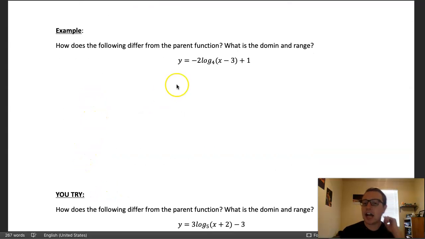We're trying to figure out how this function y is equal to negative 2 log base 4 of x minus 3 plus 1 differs from the parent function. We're also trying to figure out what the domain and range will be.